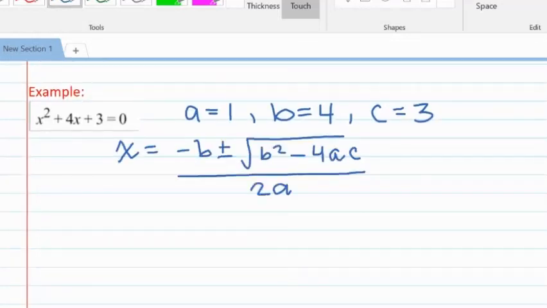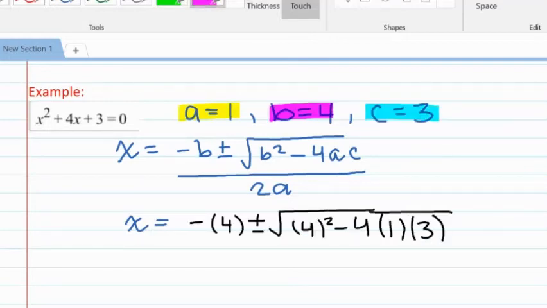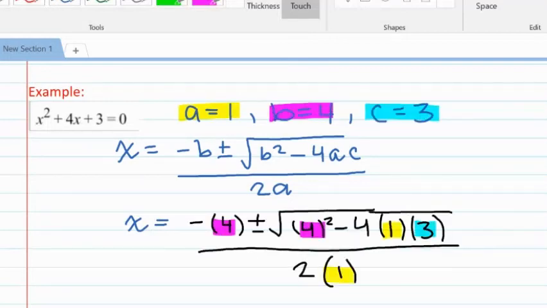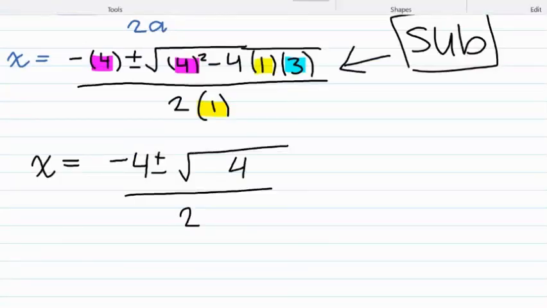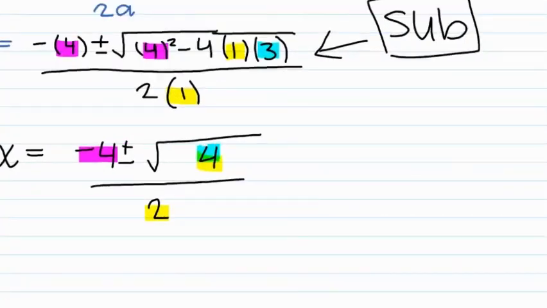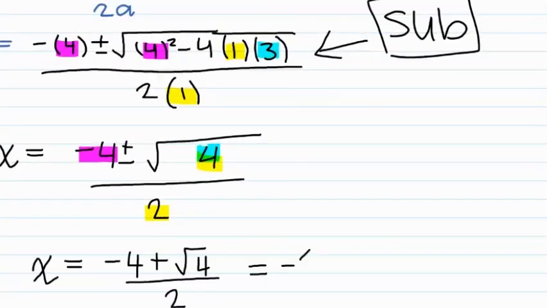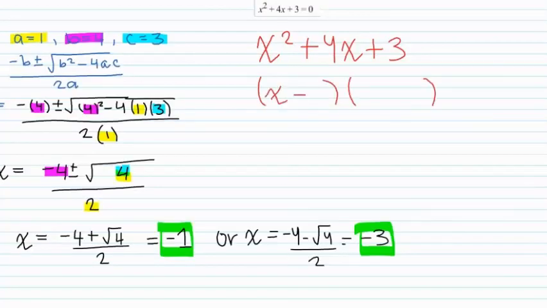Let's write down the formula so that we know what variables we're working with. I highlighted it for you so that you could visualize what to sub in your formula. See, I told you it was really simple. Now, all you have to do is simplify and keep simplifying until you get x is equal to -1 or x is equal to -3.